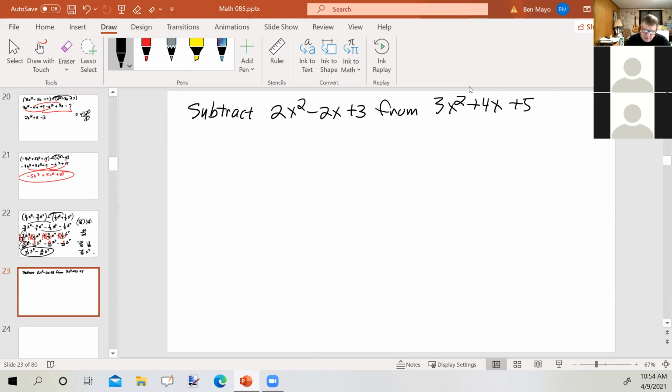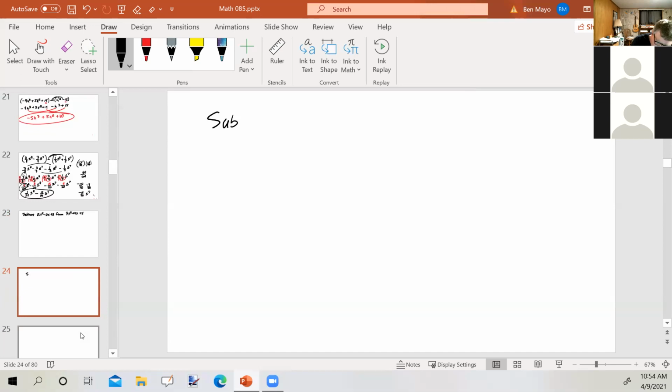This says subtract 2x squared minus 2x plus 3 from 3x squared plus 4x plus 5. Now, before we do this problem, let's do a different problem. What if it said subtract 4 from 10? How would you write that just using math symbols and getting rid of the words?